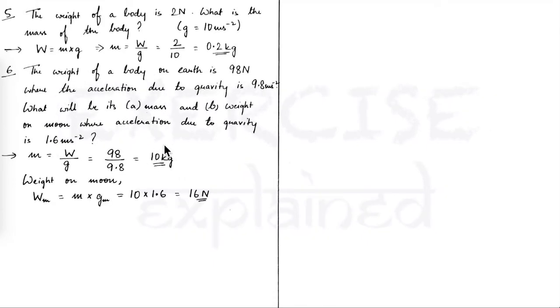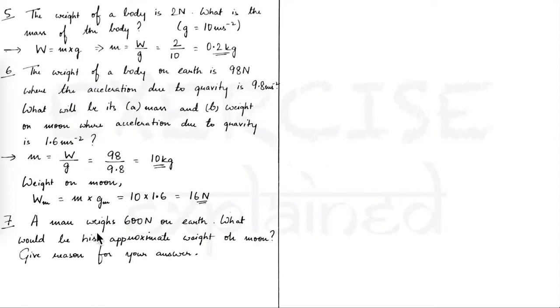Now getting into B part, weight on moon. So I have written W suffix M is equal to M into acceleration due to gravity for moon. So acceleration due to gravity for moon is given as 1.6 meter per second square, and M we got it as 10 kg from here. So 10 into 1.6 gives me 16 newtons. So weight on moon is 16 newtons.